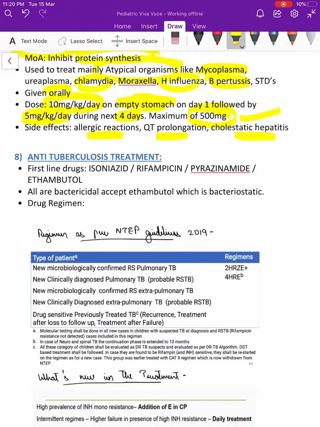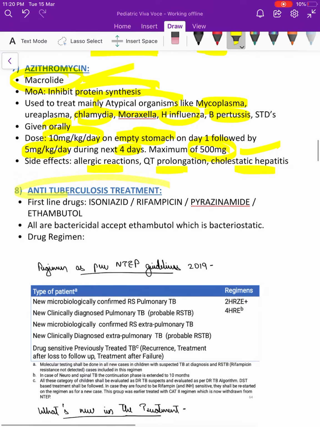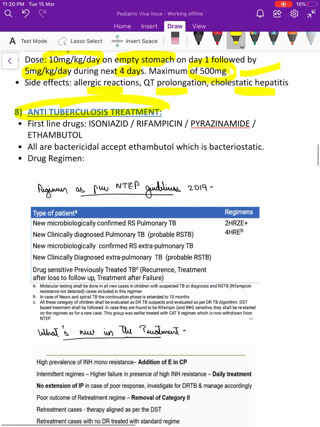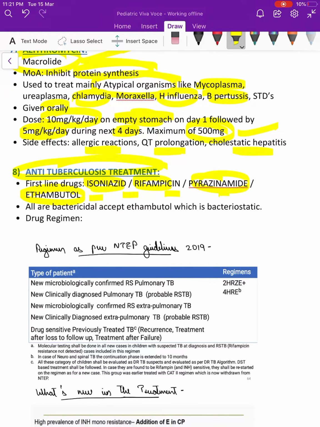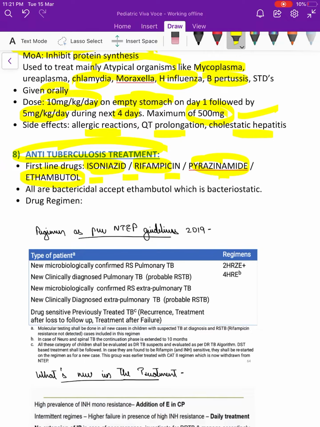Next group of drugs under antibiotics includes ATT, Anti-Tuberculosis Treatment, correct? Now the first line drugs include Isoniazid, Rifampicin, Pyrazinamide and Ethambutol, and you are expected to know about all these 4 drugs. Fine. You will be given the sheet which is used for ATT, and you will be asked to explain regarding it. So all are bactericidal except ethambutol which is bacteriostatic. Usually they'll ask which is bacteriostatic, and you will have to answer ethambutol.